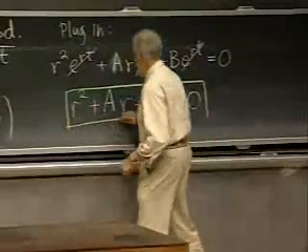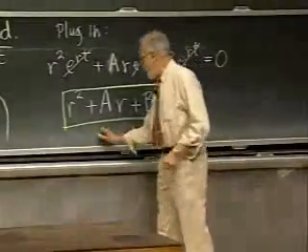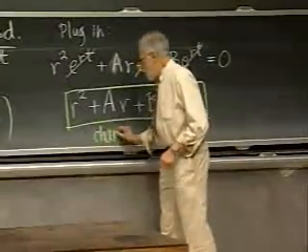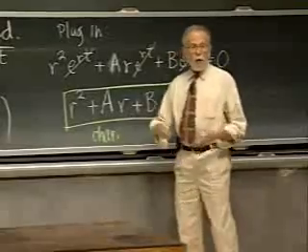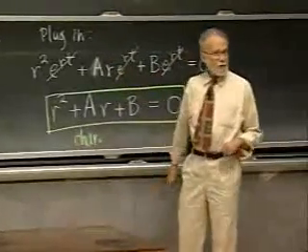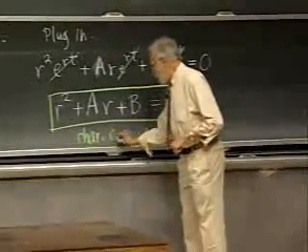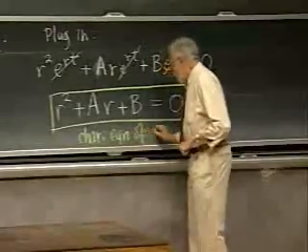This is called the characteristic equation. The characteristic equation of the ODE, or of the spring mass system which it's modeling. The characteristic equation of the system.